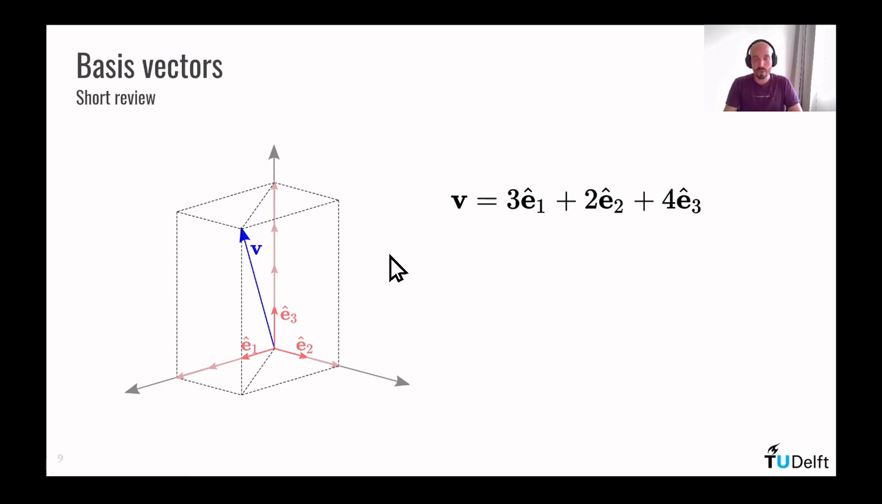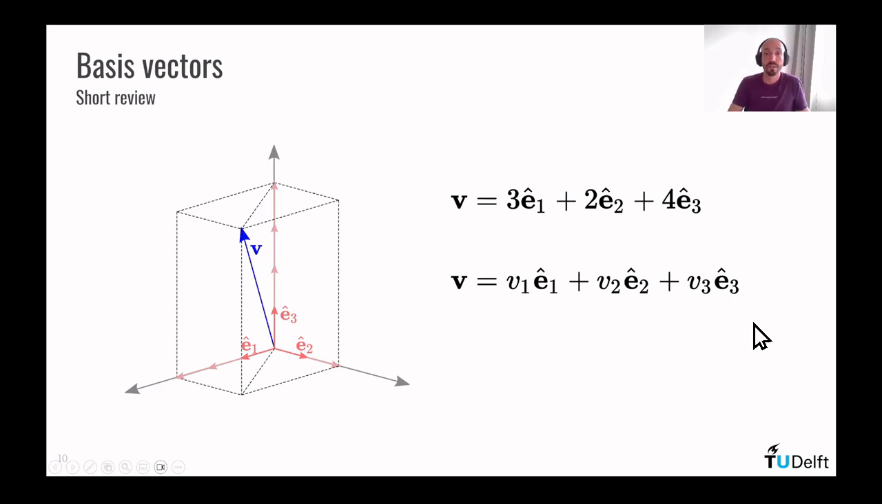In a more general way, we can represent a general vector v as v1 in the direction e hat 1, plus v2 in the direction e hat 2, plus v3 in the direction e hat 3. This is just a way to represent a vector.